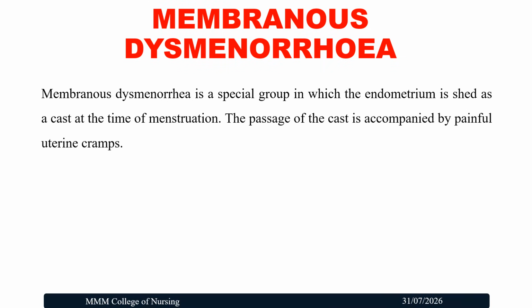Third type is membranous dysmenorrhea. It is a special group in which the endometrium is shed as a cast at the time of menstruation. Here the passage of the cast is accompanied by painful uterine cramps.